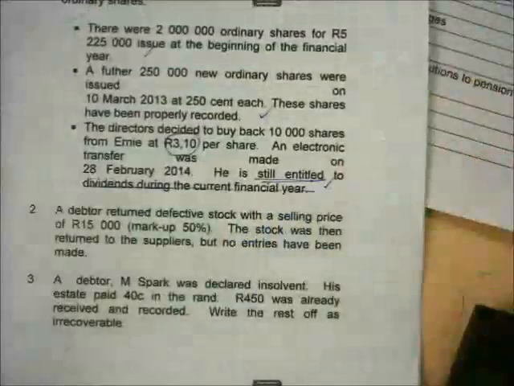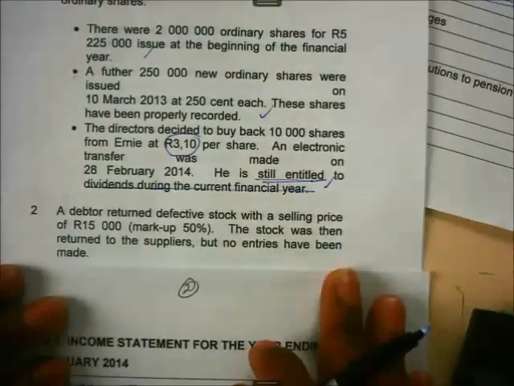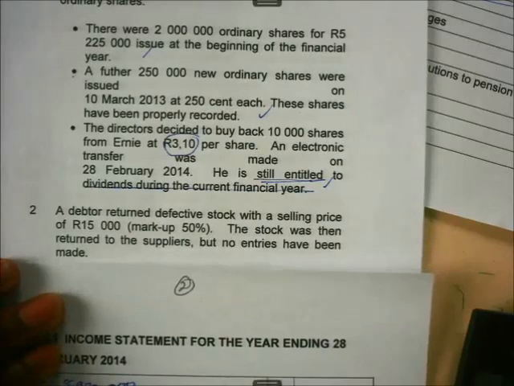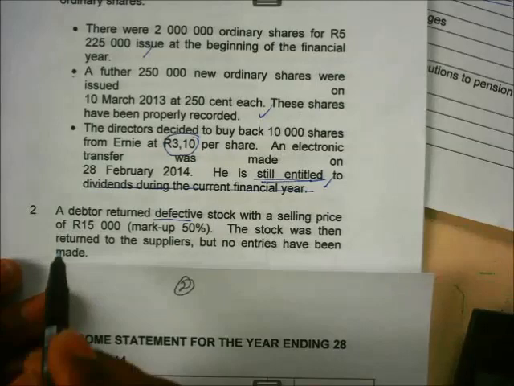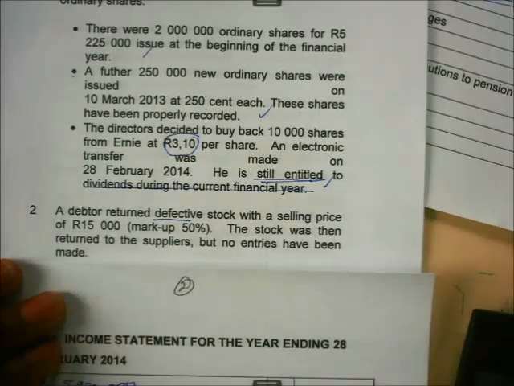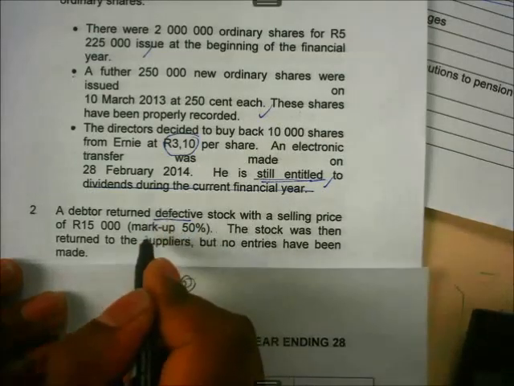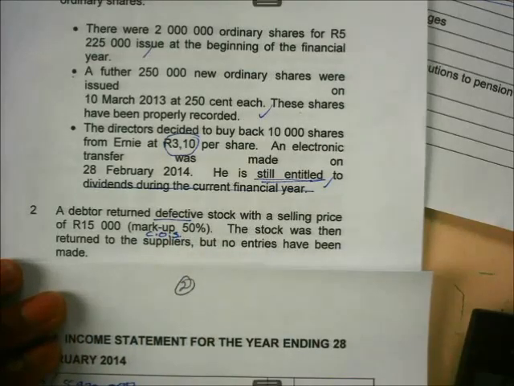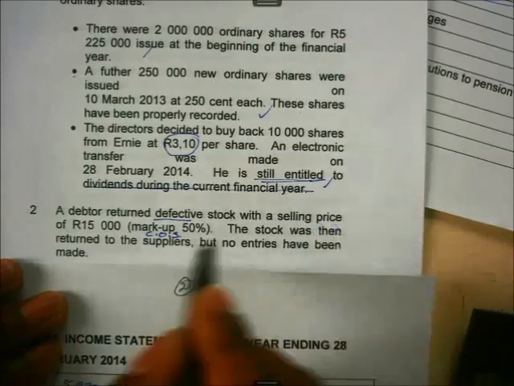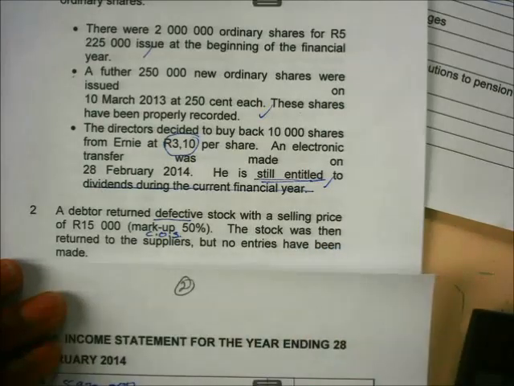The second adjustment says a debtor returned defective or damaged goods, stock with a selling price of 15,000. Markup is 50%. This markup will help you to calculate your cost of sales. When you see markup, you must think cost of sales, right? The stock was then returned to the suppliers, but no entry has been made for this.